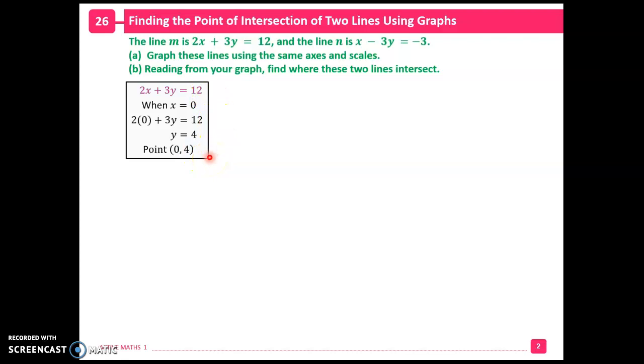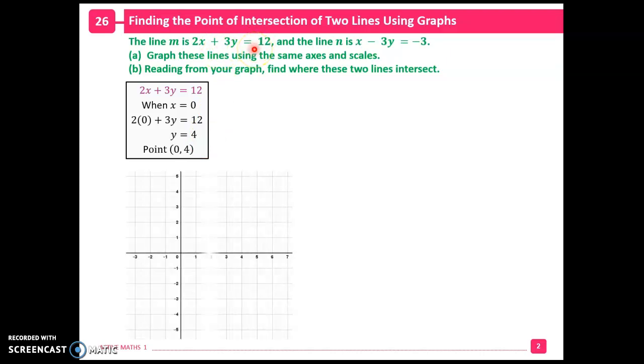But to draw the line, remember I need 2 points. So it was easy to start with x equals 0, and that gave me the y-intercept, the point where we crossed over the y-axis. So another easy one to work with is one where y is 0, and figure out where it crosses over the x-axis. I have to put this point that I've already found on my graph. So 0, 4 has to go onto the graph. There's a 0 on the x-axis, 4 on the y-axis.